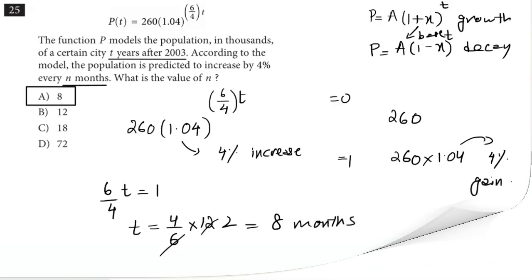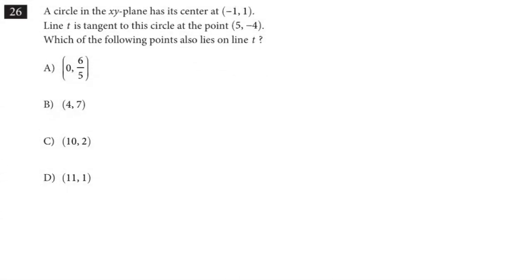Question 26. A circle in the xy plane has its center at (-1, 1). Line T is tangent to this circle at the point (5, -4). Which of the following points also lie on line T?